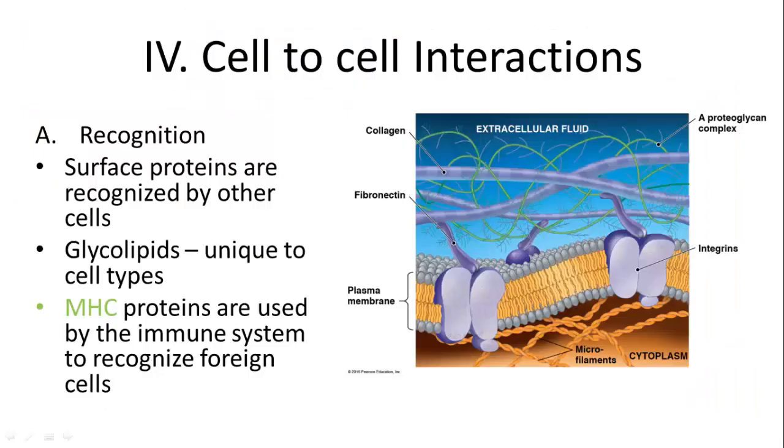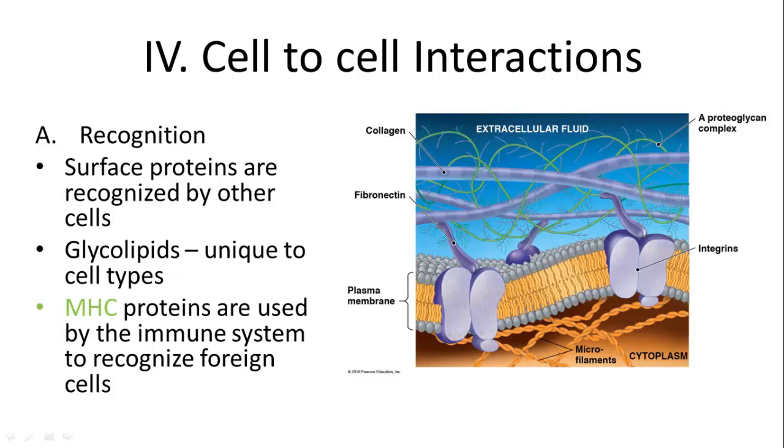Okay, so many cells, especially in a multicellular organism, need to communicate with each other in order to function. In order to do that, they first have to recognize each other as from the same organism or a different organism altogether. So they have recognition properties. This is done through surface proteins, including glycolipids.